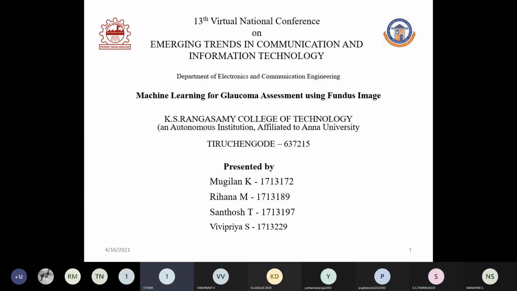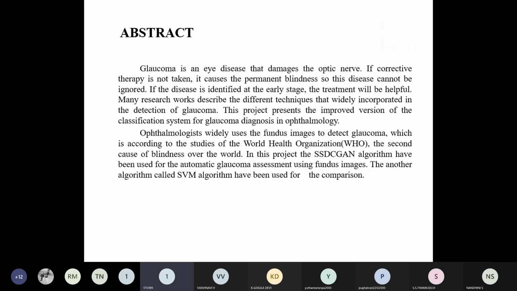Our topic is machine learning for glaucoma assessment using fundus image. We are coming from K.S. Rangaswamy College of Technology. My batchmates are Mugilan, Santosh T, and Vivipriya. Next slide. Abstract. We have taken up the topic of glaucoma. Glaucoma is an eye disease that affects the optic nerve. We are finding this disease based on the CDR ratio. We have used the SSDC-GAN algorithm for finding this disease, and also we have used an SVM classifier for comparing our accuracy. Next.